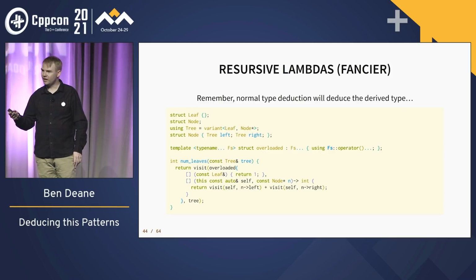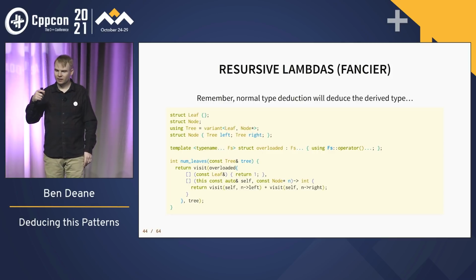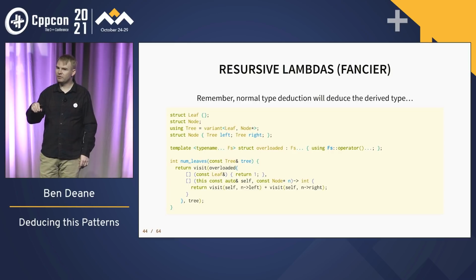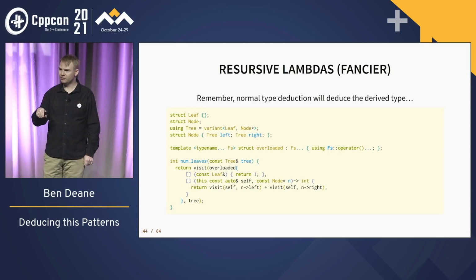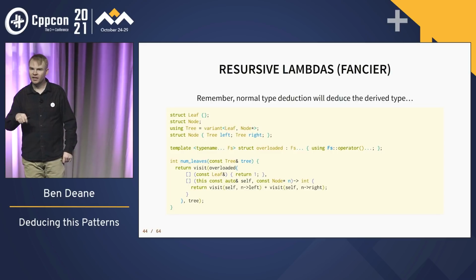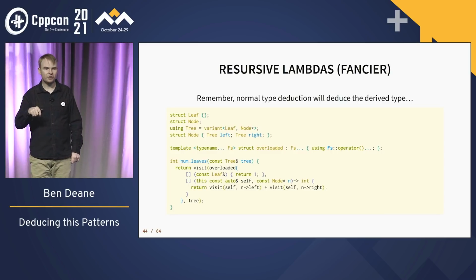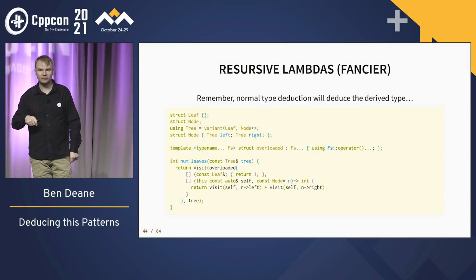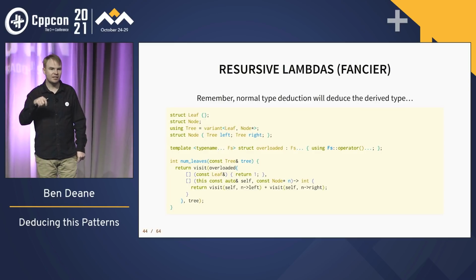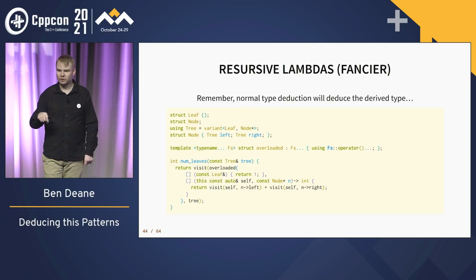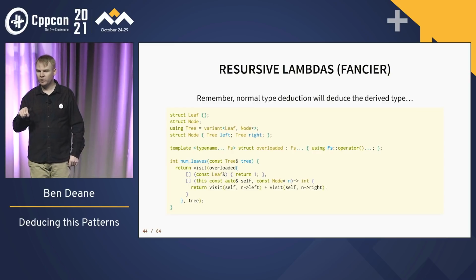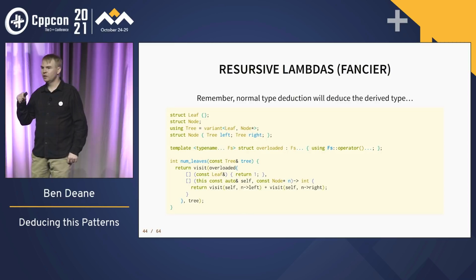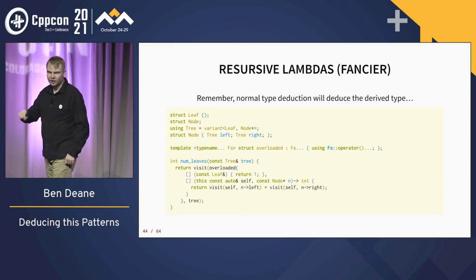So what type is that? It's not the type of the lambda's closure object, because the most derived thing here is overloaded. Overloaded derives from all of the lambdas that you pass it. And so the statically known most derived type is overloaded. So when we call visit self, we are visiting the overload set.